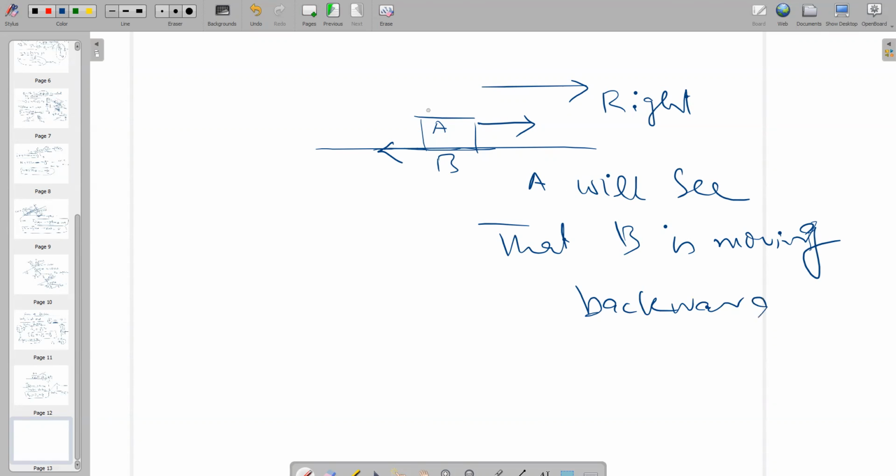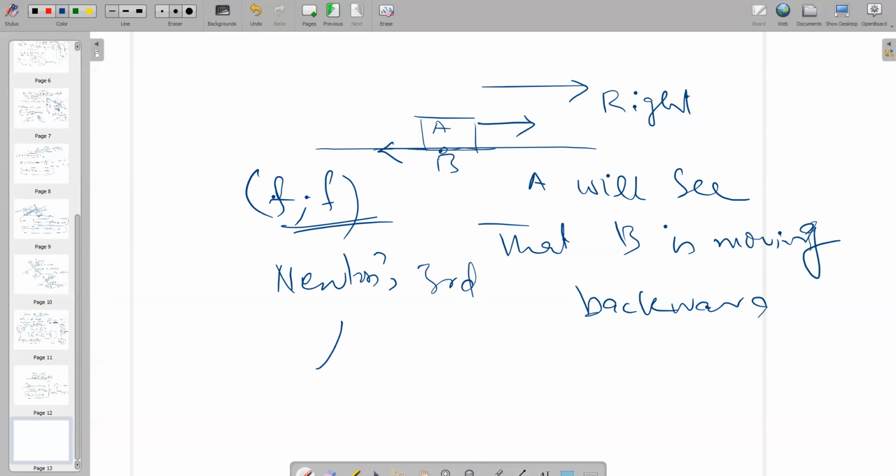Surely, when A is moving forward, he will see that the point B, or the surface B, is moving backward. And B exerts a force on A. So remember, frictional forces always exist in pairs and they obey Newton's third law. So this is all about the frictional forces.